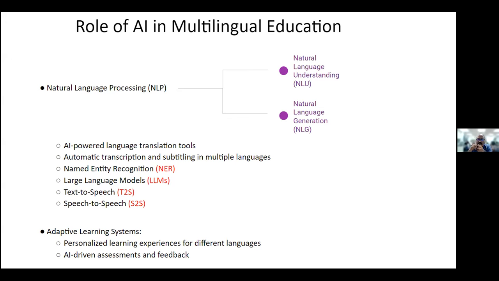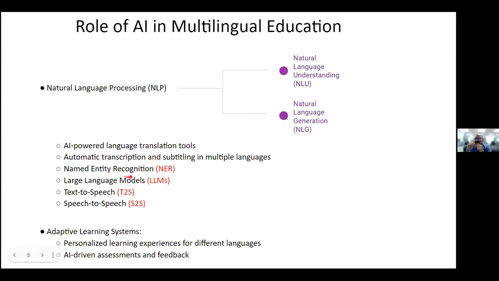All the GPTs that you are seeing at the moment have the capacity for translation. They can transcribe and provide subtitles in multiple languages. Then there is named entity recognition, NER. You might have seen recently an ad by Google where a lady draws a circle on a particular image and it searches. That was Google Lens. So from image to text was the basic concept in that.